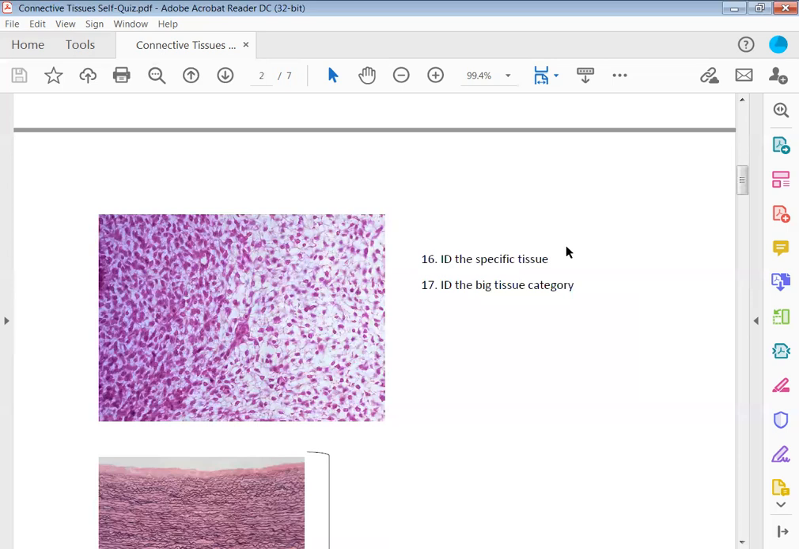This tissue, mesenchyme, does not have a subcategory because this is embryonic connective tissue. In other words, this is baby connective tissue, and it hasn't grown up to decide what kind of connective tissue he's going to be. So he doesn't yet know which subcategory he's going to belong in. This is the only one in the connective tissues that does not have a subcategory. Number 17, identify the big tissue category. This is going to be connective tissue.